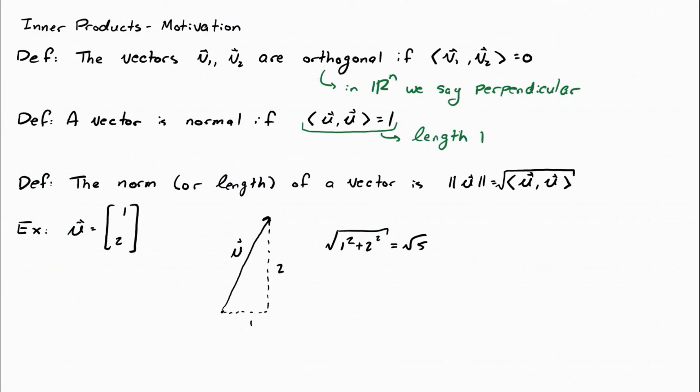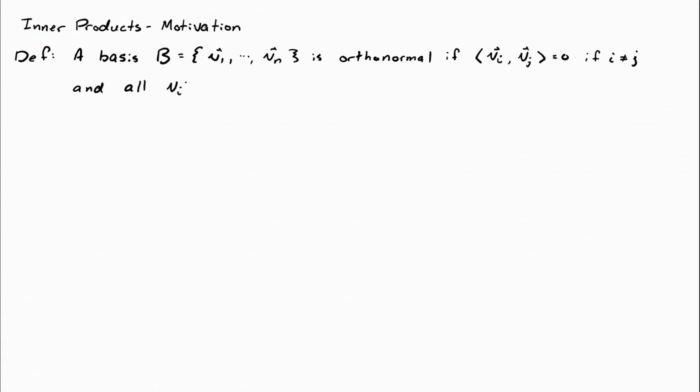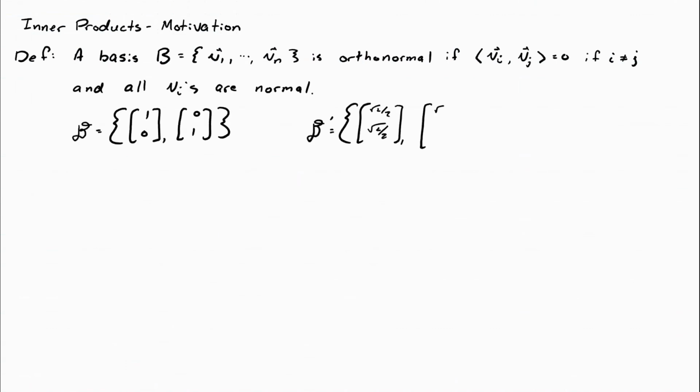No, the inner product won't be different. Just compute it and we get the square root of 5. You can even look at the form and see it's Pythagorean theorem. Finally, a basis B equals v1 up to vn is orthonormal if distinct vectors are orthogonal and all the vi's are normal. The bases B and B' from earlier are orthonormal.